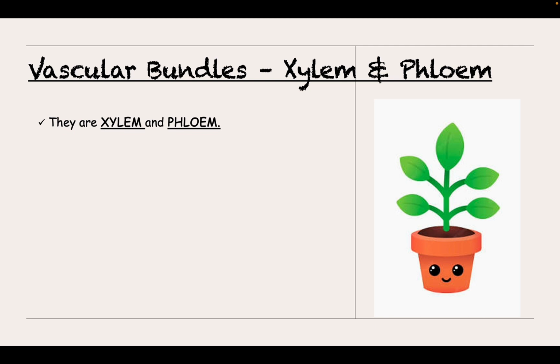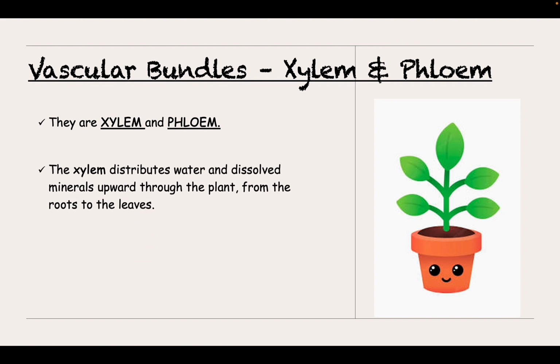So what are these vascular bundles? They are called xylem and phloem. What is the function of xylem? Xylem distributes water and dissolved minerals upward. So it works in an upward direction through the plant from the roots to leaves. And phloem, what does phloem do? It carries the food downward, because where is the food made? It is made in the leaf. It carries the food downward from leaves to the roots. Understood? So this is like a network structure, vascular bundles, which helps in photosynthesis.